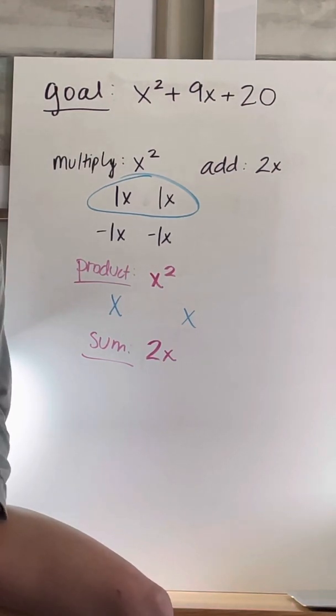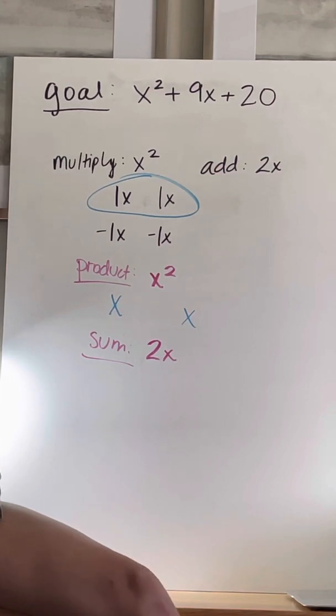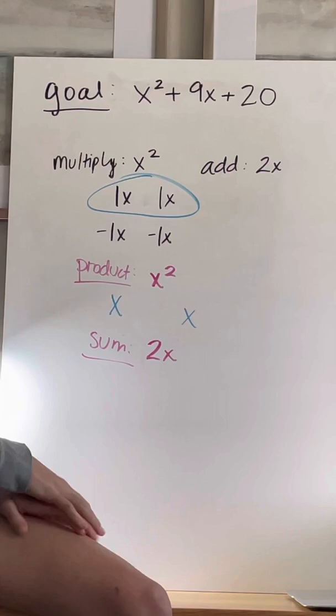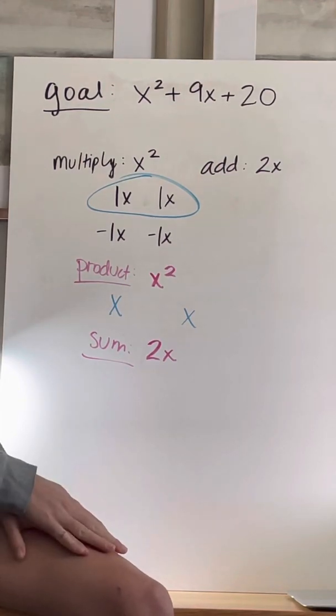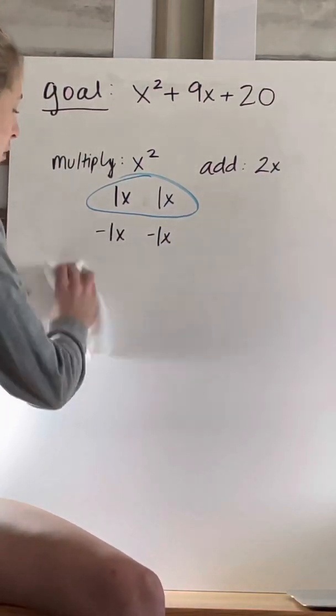When we set it up like this, we found our 2 terms, and that eventually, in the next lesson, will help us factor. But for right now, this is all we're working on, finding the multiples of our x squared term and figuring out what we can use for factoring. So let's take a look at one more problem.